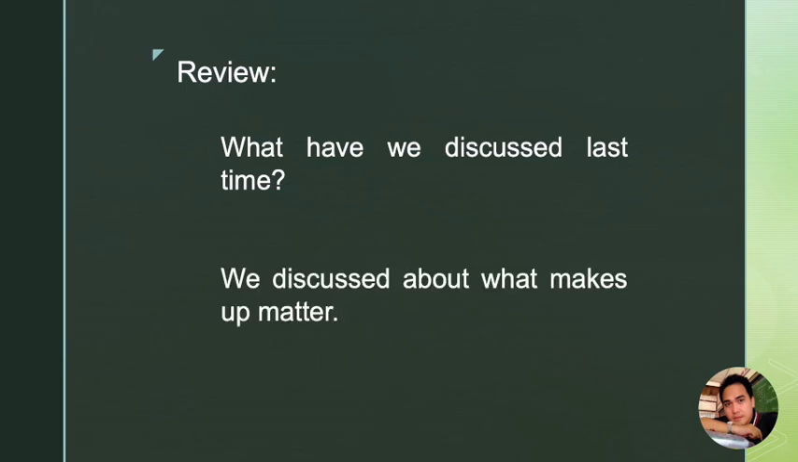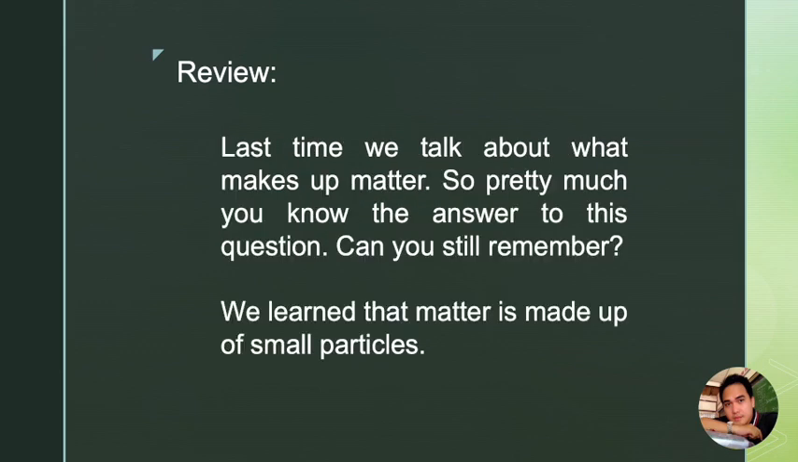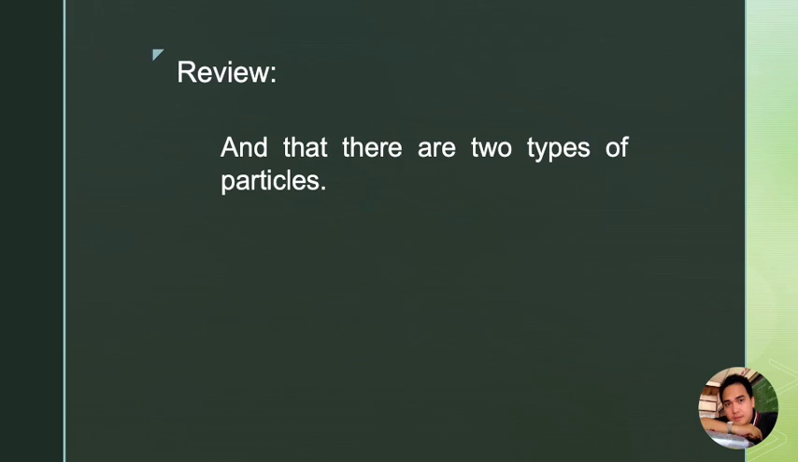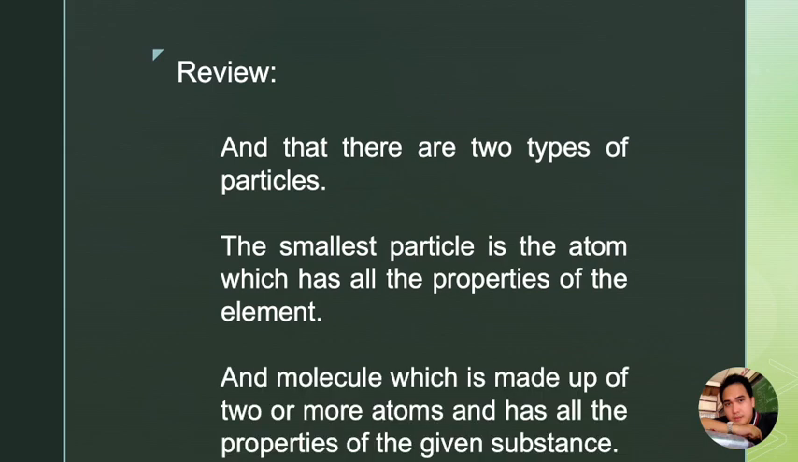So, what have we discussed last time? Last time, we discussed what makes up matter. So, pretty much you know the answer to this question. Can you still remember? So far, we learned that matter is made up of small particles, and that there are two types of particles. The smallest particle is the atom, which has all the properties of the element, and the molecule, which is made up of two or more atoms and has all the properties of the given substance.